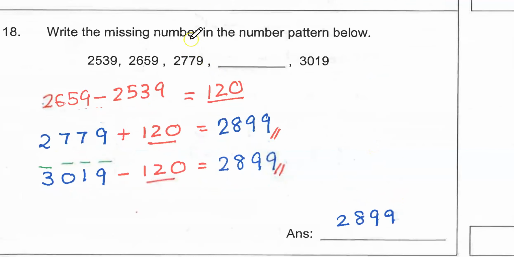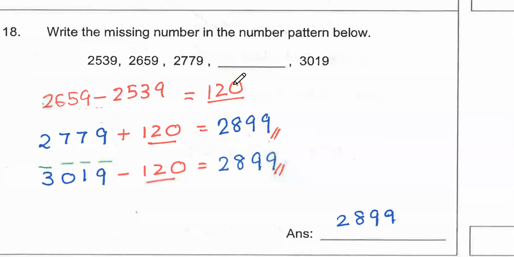Okay, write the missing number in the number pattern below. 2,539, 2,659, 2,779. Alright, find the difference. Take two of the numbers, 2,659 and 2,539. The larger one minus the smaller one gives you a difference. Then you check over here, 2,779 takes away 2,659. You see if it is 120.